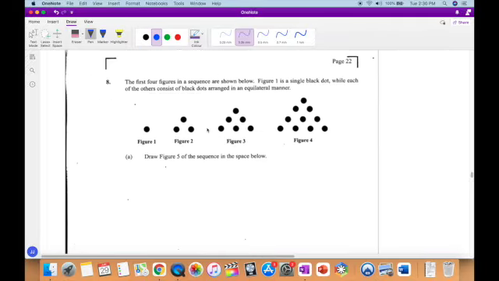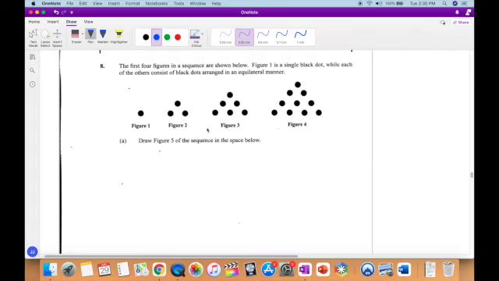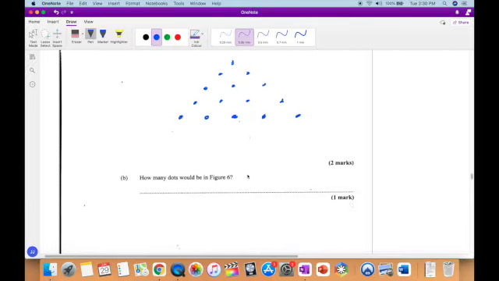Right, so we have a sequence question now. The first four figures are shown below. Figure 1 is a single black dot, as we can see, while each of the others consist of black dots arranged in an equilateral manner. So we can see here 1 in the base, 2 in the base, 3 in the base, 4 in the base. So the next figure will have 5 in the base, 2, 3, 4, 5. So that means that it'll look like this. And that should be your next figure there.